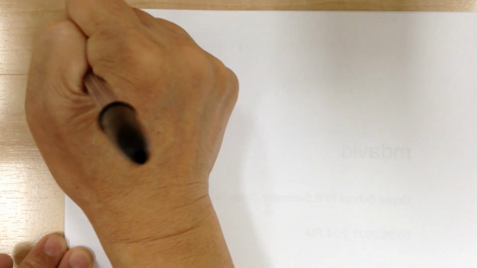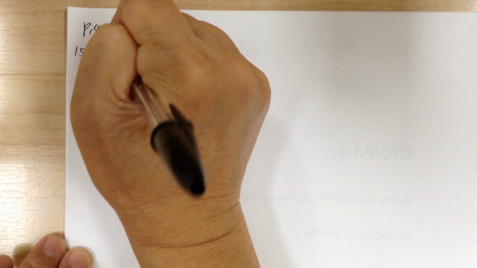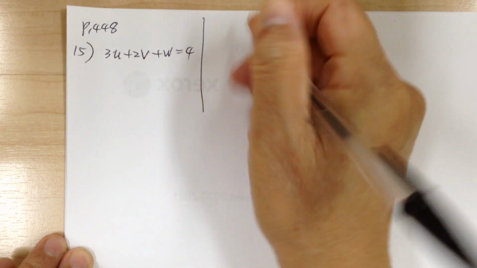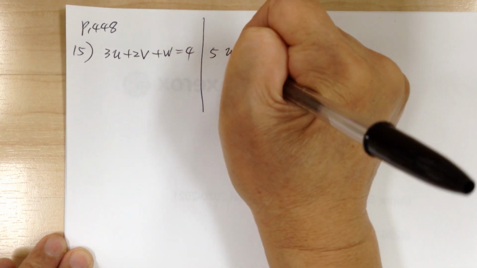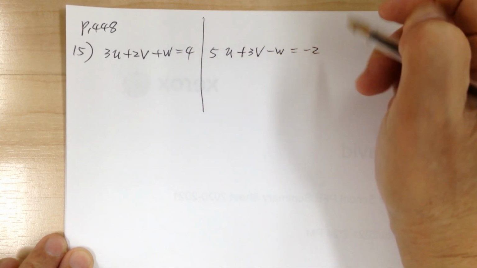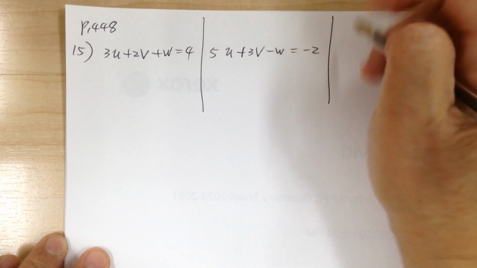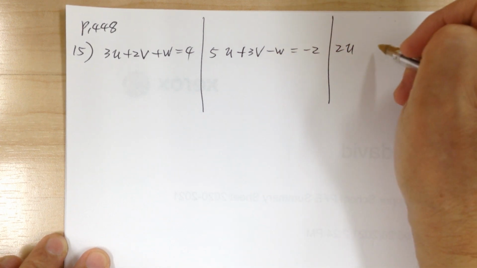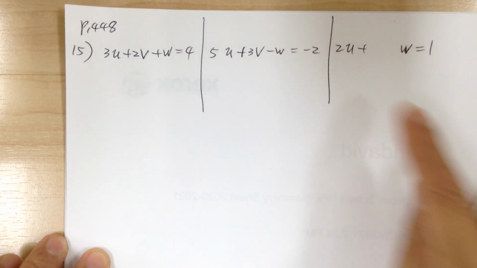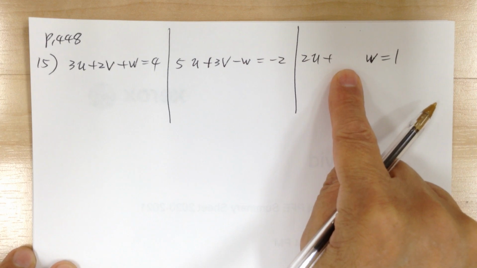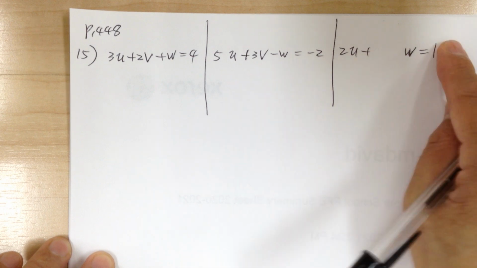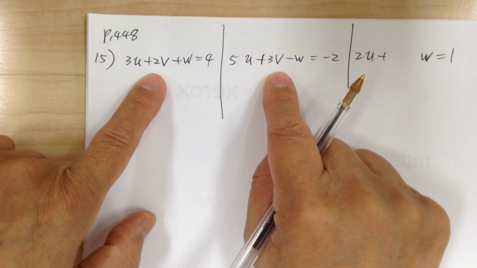Okay, let's go to number 15. So you got 3u plus 2v plus w equal to 4. And you have 5u plus 3v minus w equal to negative 2. And you have 2u plus w equal to 1. So notice the v is already missing. The v is already eliminated, so your best choice will be to try to eliminate the v. So this is already halfway done. So I'm going to use these two to eliminate the v.